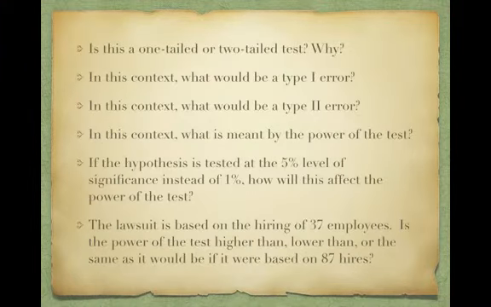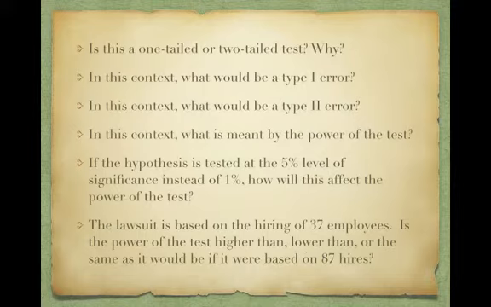Let's see. First of all, is this a one-tailed or a two-tailed test, and why? Well, I think it's pretty easy to see that it's a one-tailed test, because we want to look at whether they are hiring the correct amount of minorities given the percentage of applicants. They wouldn't be getting sued if they were hiring more minorities than the percentage that applied. They're only being sued because they hired less. So this one is clearly a one-tailed test, because they wouldn't be getting sued if too many minorities were hired.